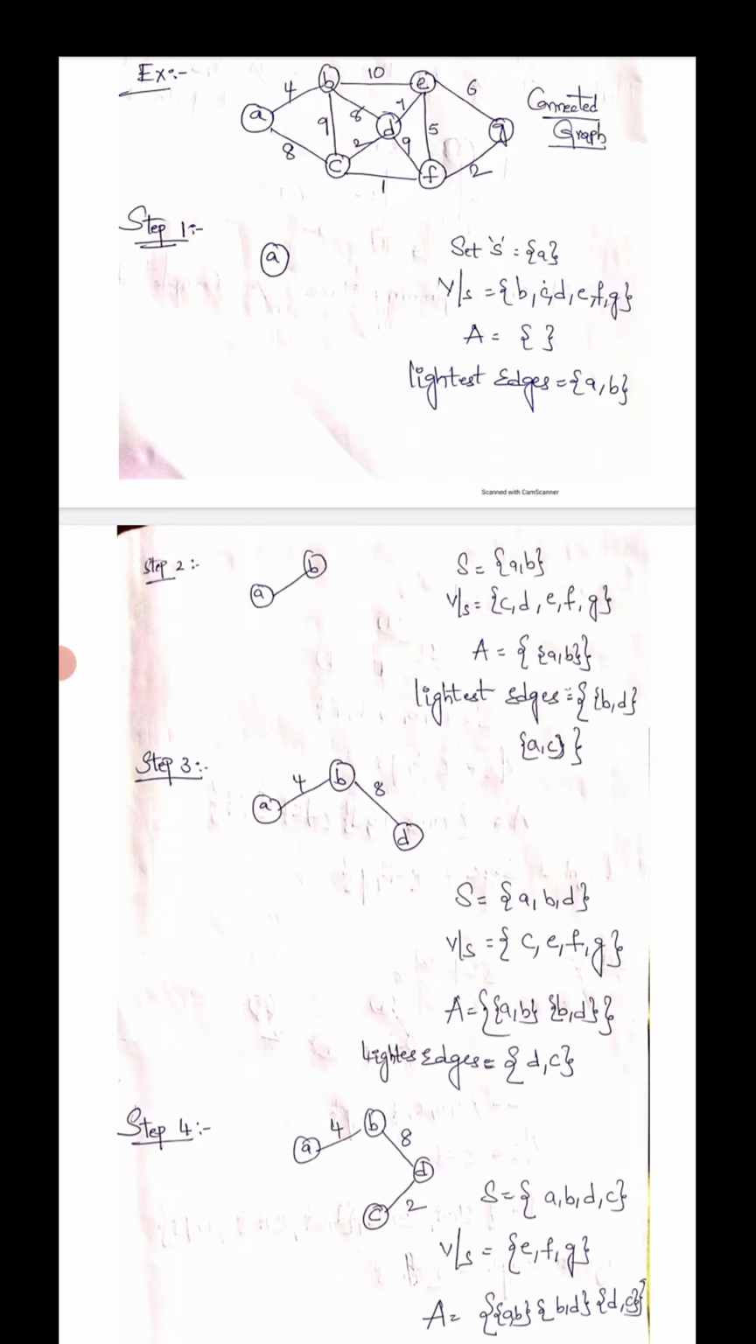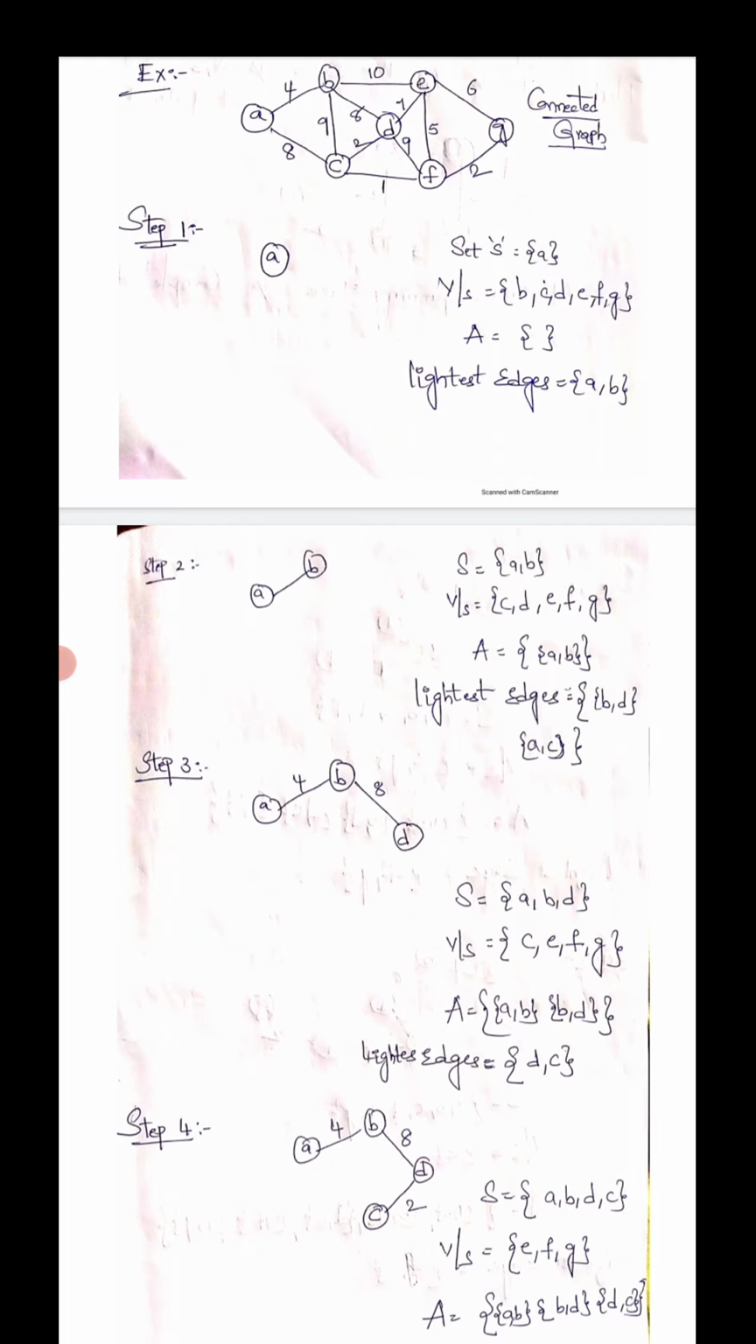Next, the remaining vertices are C, D, E, F, G. Now the set A contains one edge, A comma B. Now coming to the lightest edge. Look at this diagram: B to C, B to D, B to E are there, but we choose the minimum possible weight edge. B to D is the smallest edge, 8. So we choose B to D.